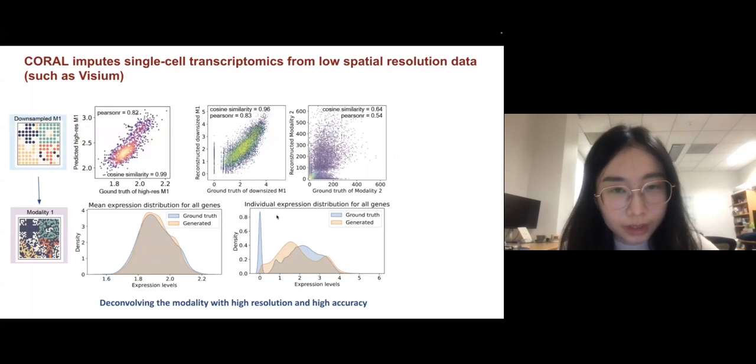So besides the domain detection, Coral can also do the deconvolution of the single cell transcriptomics, and we directly compare with our ground truth, and we see a very high value of the correlations. We compare the distributions as well, and we also see very high resolution and high accuracy in the results.